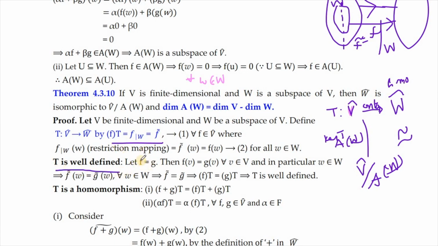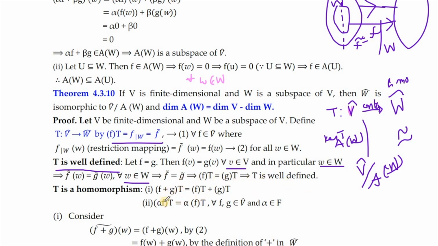For which we consider two linear functionals to be equal, F equal to G, which means mappings are equal, so the corresponding images should be equal. So in particular, this is true for every v in V. In particular for w in W also it is true, which means that F tilde of w is equal to G tilde of w. And that in turn implies F tilde is equal to G tilde, because this is true for every w. As images are equal, mappings are equal. But this stands for FT and this stands for GT. So T is well defined.